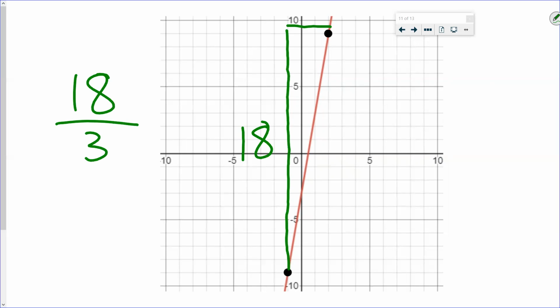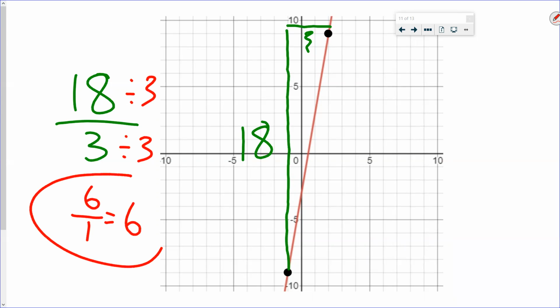Oh, I forgot to put my 3 on here. I'm just going to move this a little. 3. Good. Okay. Now, can 18 over 3 be simplified? Yes, Mr. Harris, they can. They're both divisible by 3. Nicely done. Good job. Way to recognize that. So 18 divided by 3 is 6, and 3 divided by 3 is 1. So we have a rise of 6 and a run of 1. We could also say that's 6. Either one of these will work.